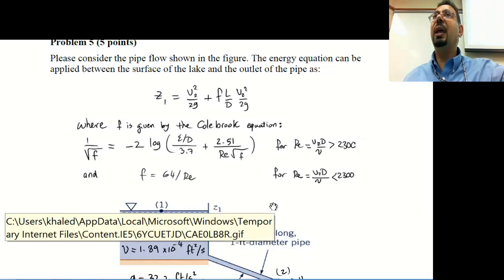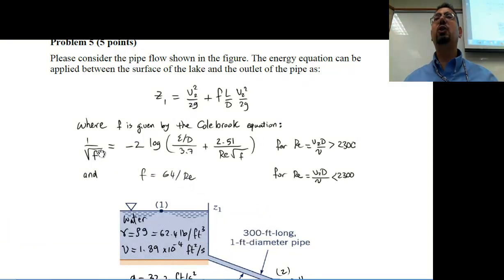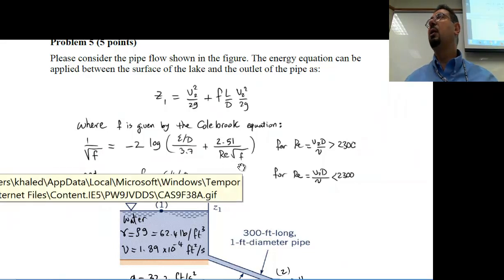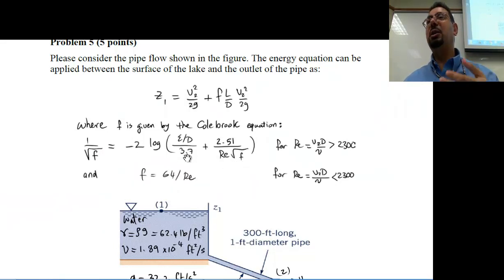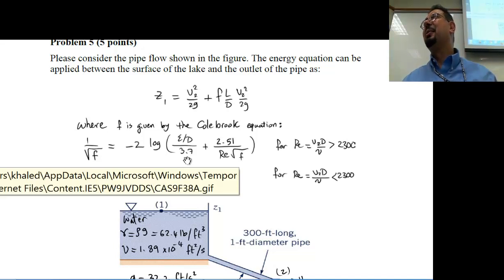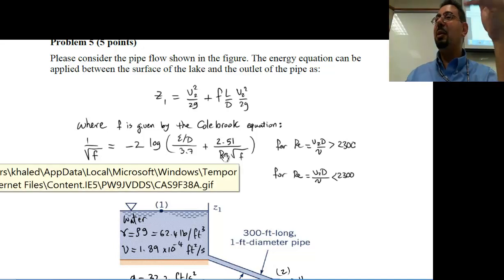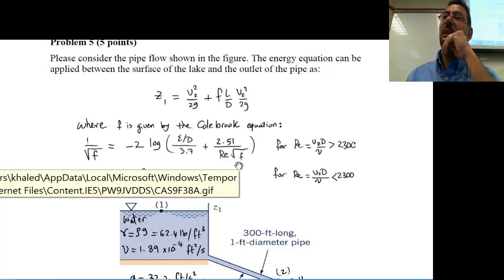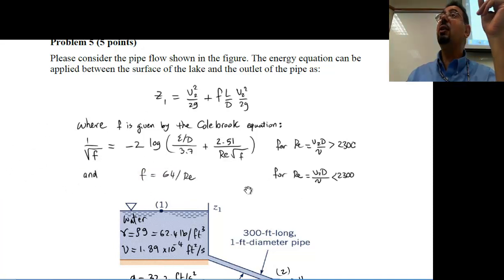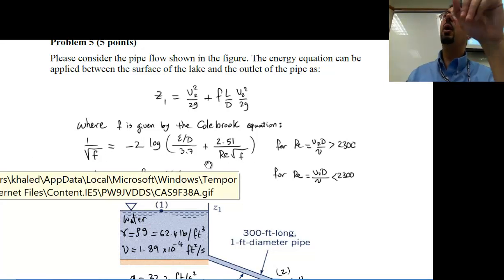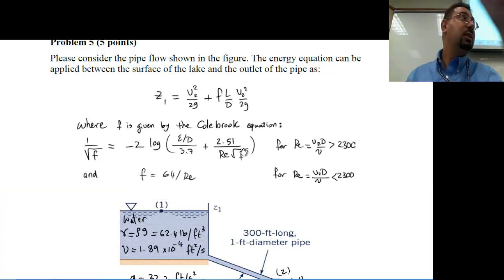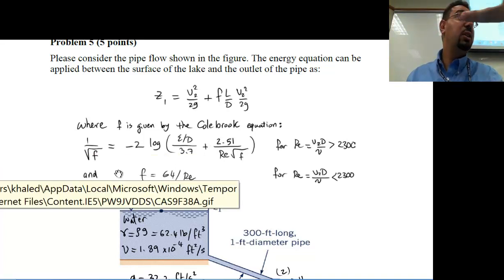f is the root, or the x, that we are trying to find. So you have 1 over the square root of f, and here you have minus 2 log, and then inside you have the square root of f. So yes, you can differentiate, but that's just a number, that's just a function. This is actually the formula for the Moody chart. Those of you who had fluids already know that this is the formula to generate the Moody chart. So for those really long equations, you don't want to differentiate.